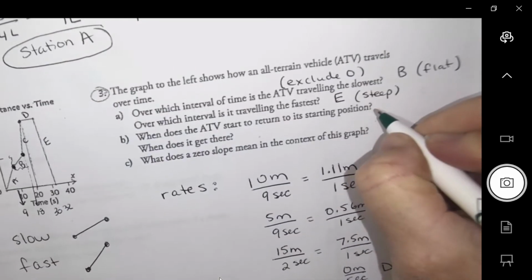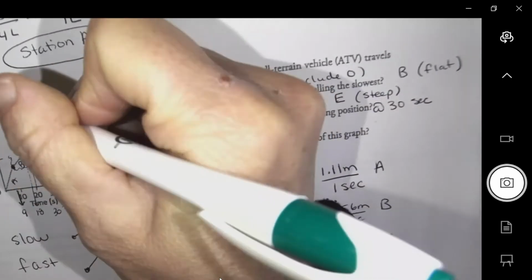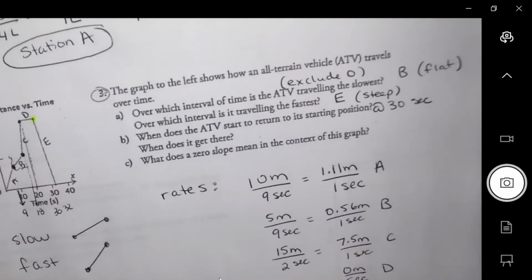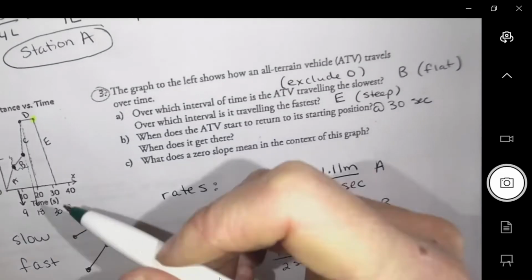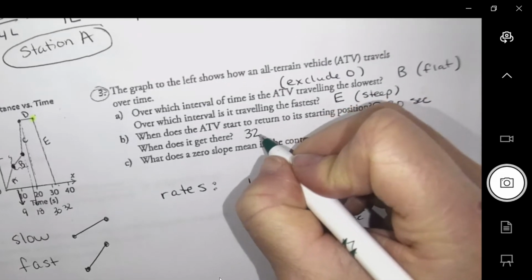At 30 seconds, right? Where am I looking? Right here. You're turning around and you're going home. And when does it get home? 32 seconds.